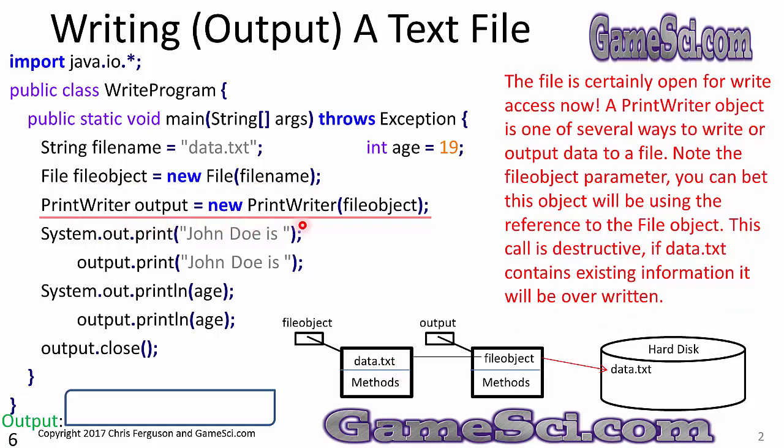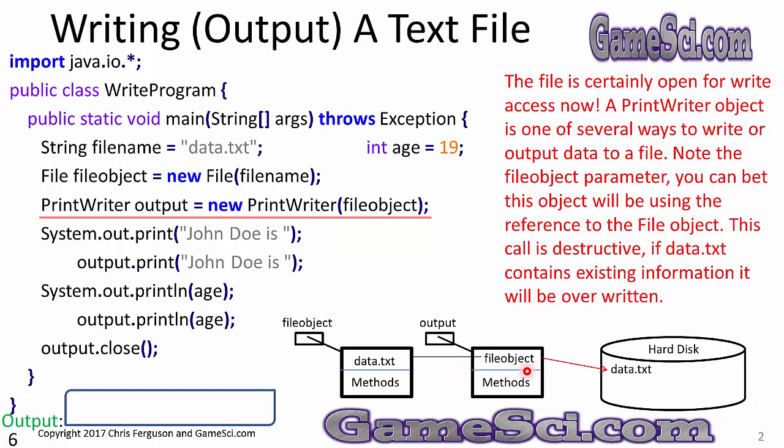PrintWriter output equals new PrintWriter, and pass it the file object we just created. A file is certainly open for write access now. A PrintWriter object is one of several ways to write or output data to a file. Note the file object parameter. You can bet this object will be using the reference to the file object. This call is destructive. If data.txt contains existing information, it will be written over.